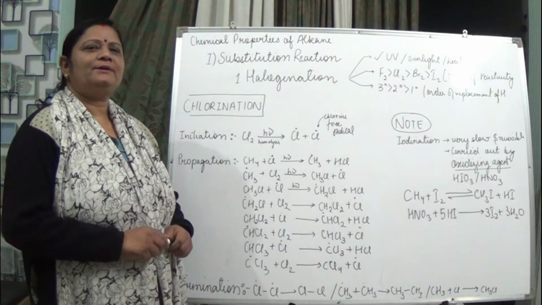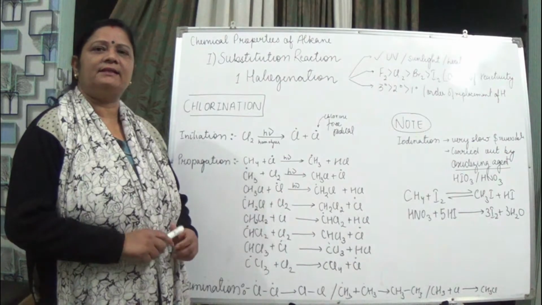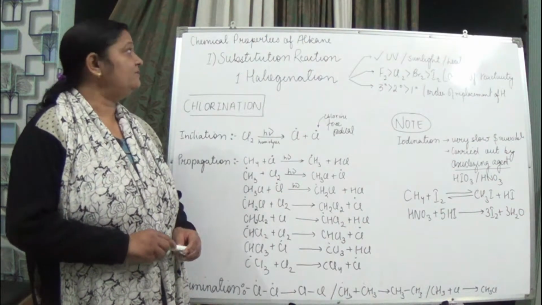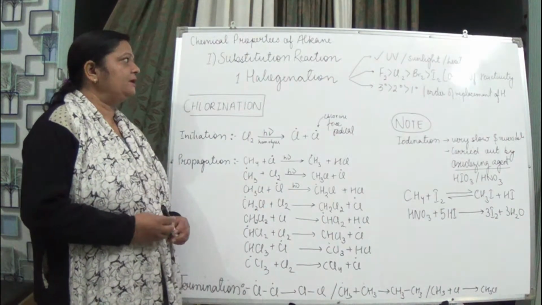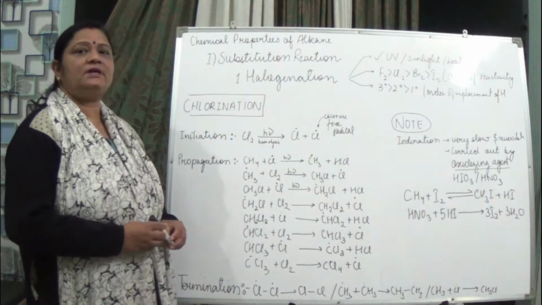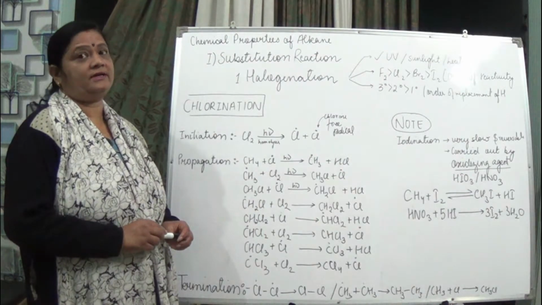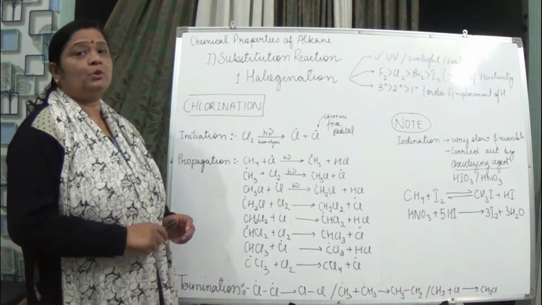Hello students, today we are going to study the chemical properties of alkanes and the conformation of alkanes. Starting with the chemical properties of alkanes, there are different types of reactions that alkanes show, like substitution reaction, nitration reaction, sulfonation reaction, oxidation reaction, aromatization reaction, and so on.